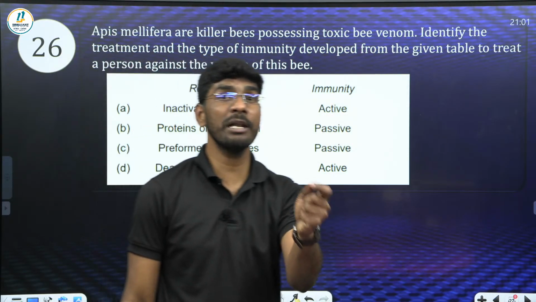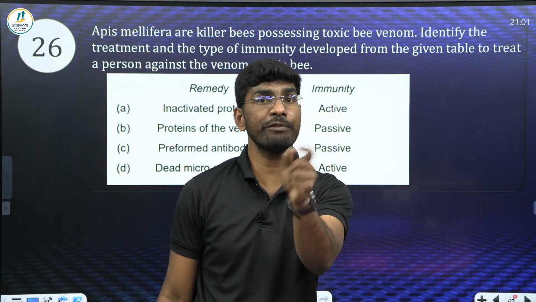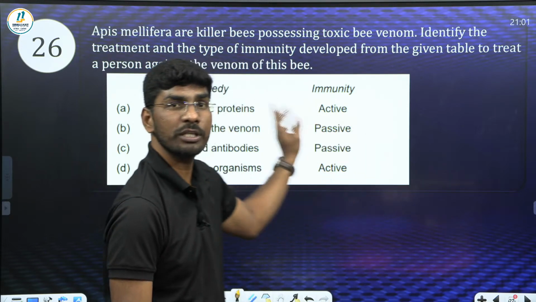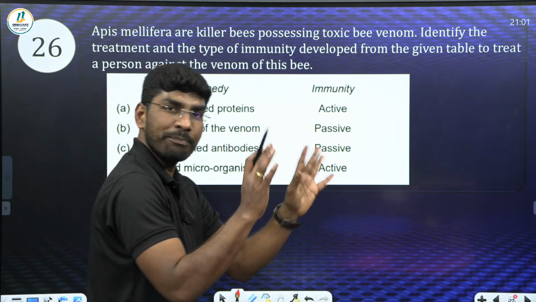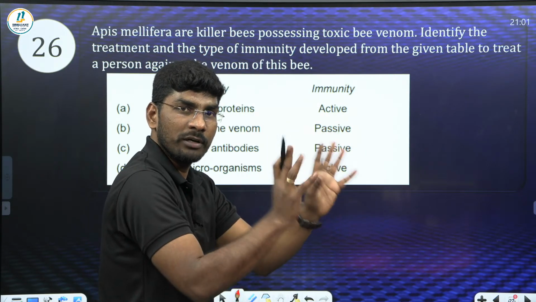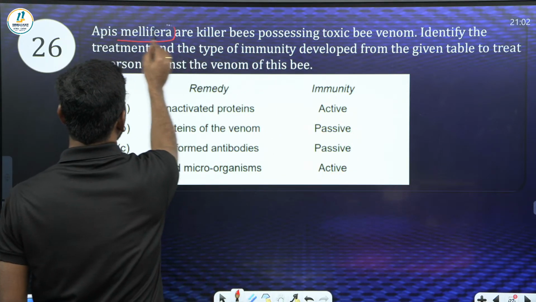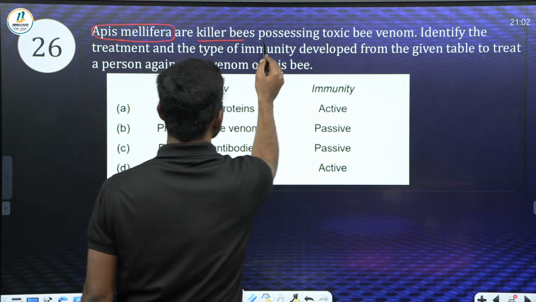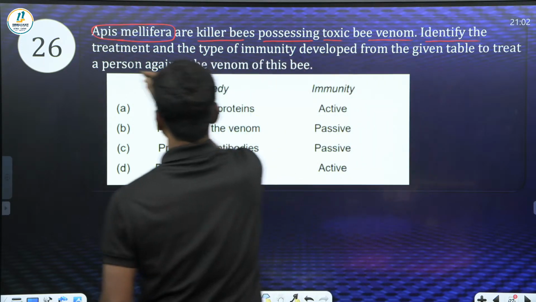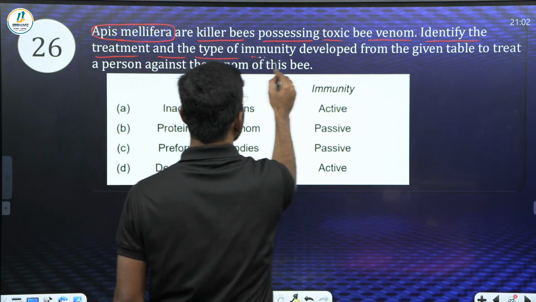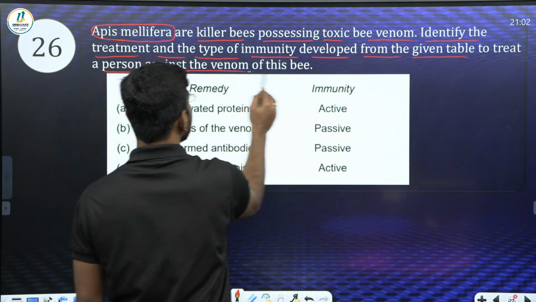This is the sample paper for the 2023-2024 academic year, CBSE question paper. Look carefully here. I hope you have practiced this question, but try to answer it. I'll explain this one actually. Apis mellifera is a killer bee possessing toxic bee venom. Identify the treatment and type of immunity developed from the given table, in a person against the venom.